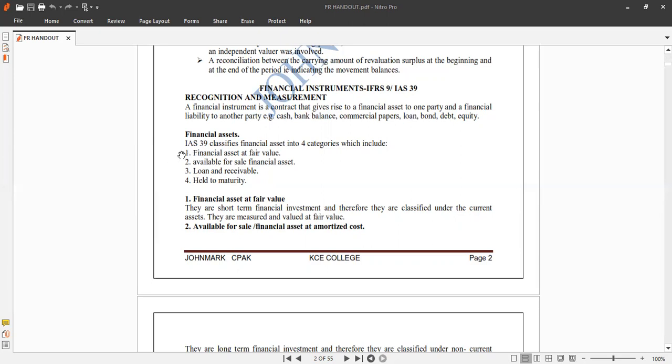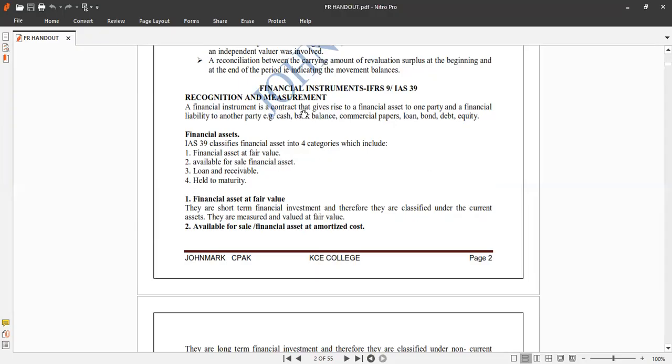First of all, let me discuss the first 2. Financial asset at fair value, they are short-term financial assets. Therefore, if they are short-term financial assets or financial investments, they are recognized as part of current assets. Number 2, we have available for sale financial asset. Available for sale financial assets are long-term financial investments. So, by virtue of being long-term, they should not be recognized as part of our current assets. So, that's the difference between the two. Financial assets at fair value are short-term. Available for sale are long-term. Therefore, financial assets at fair value are current assets, but available for sale are non-current assets.